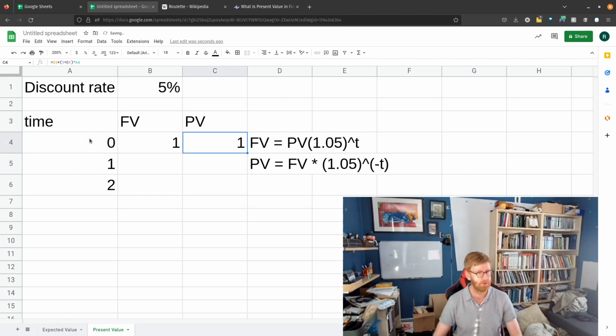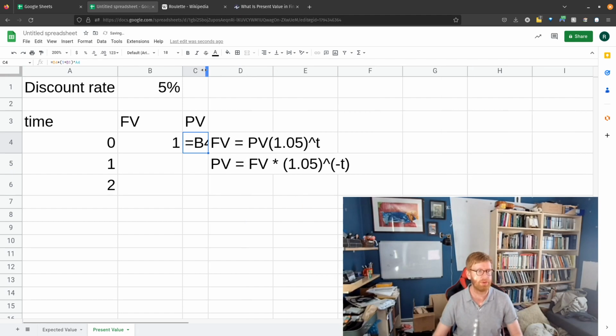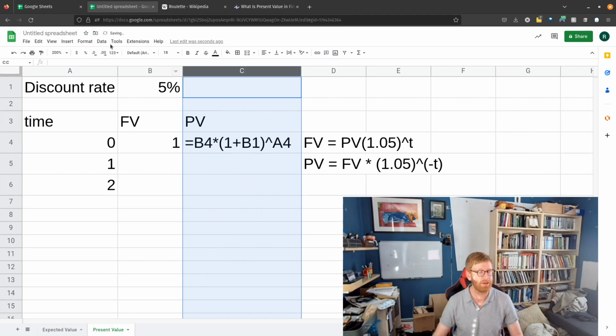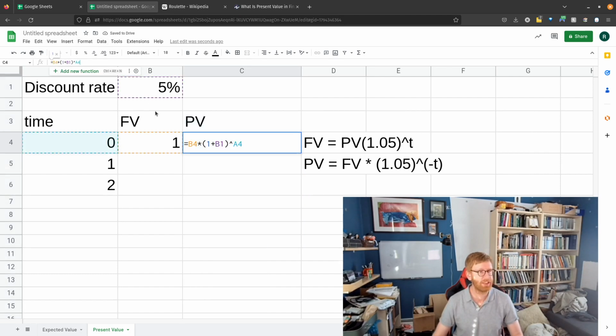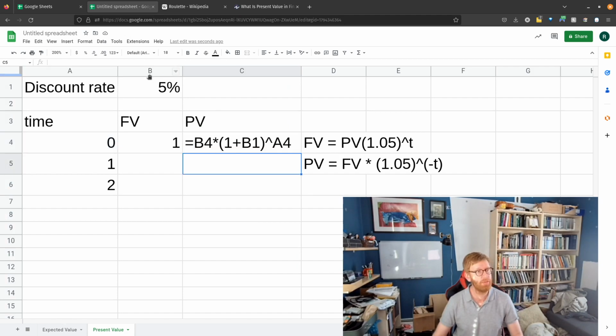So, can we see this? There we go. That's not what I want. Here's our formula. Whatever is in cell B4 times 1 plus B1, that's our interest rate up here, to the power of A4, that's the amount of time, right? So we start at 0.